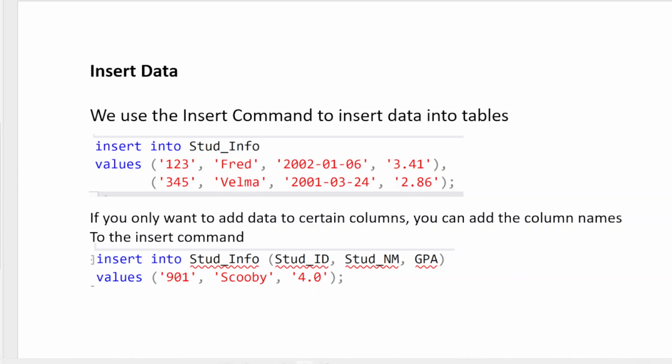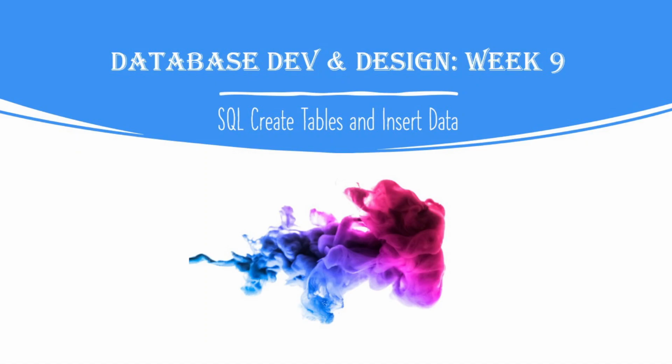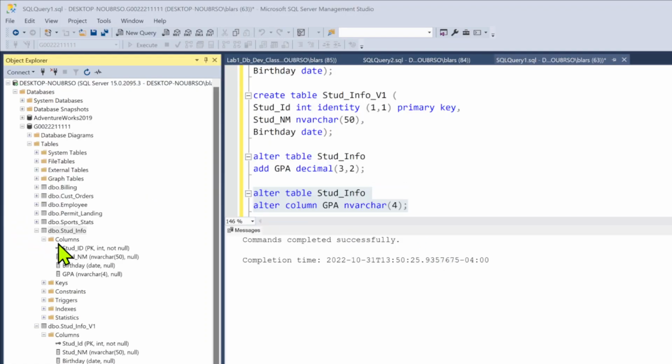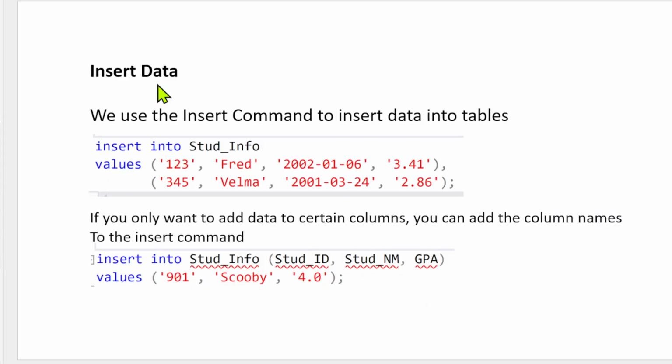Oh, sorry. We didn't see that. Sorry about that. Let me fix the code, but here we go. So again, student ID, student name, birth date, GPA. Okay. Now we go back over to here and we look at student ID, student name, birthday, GPA.